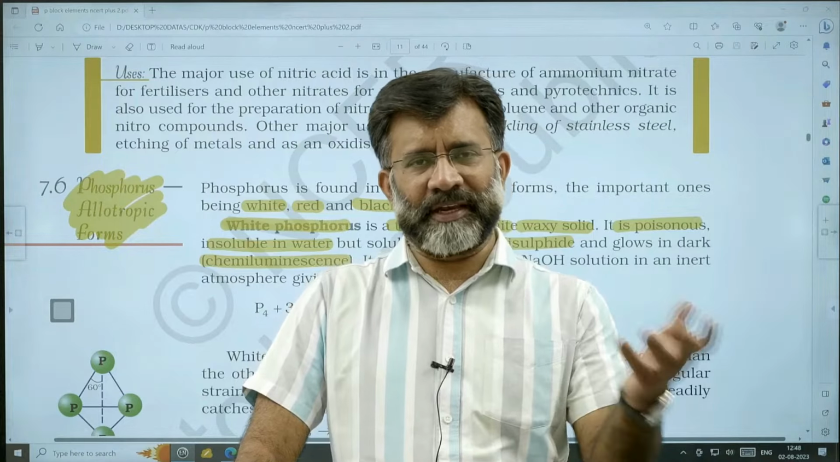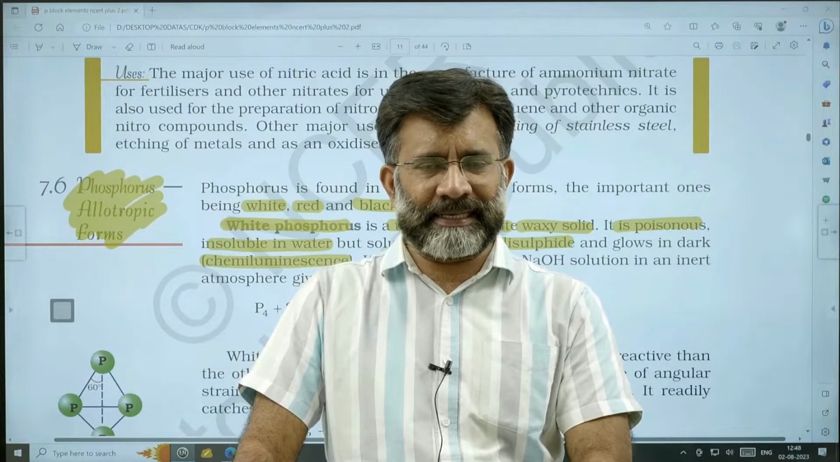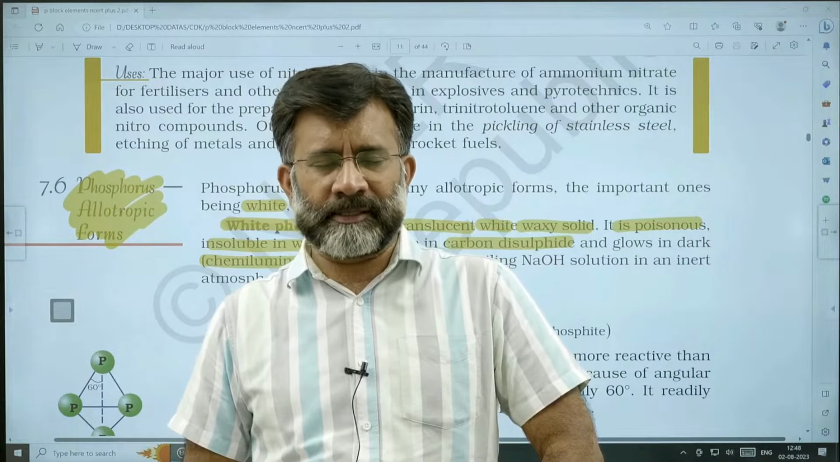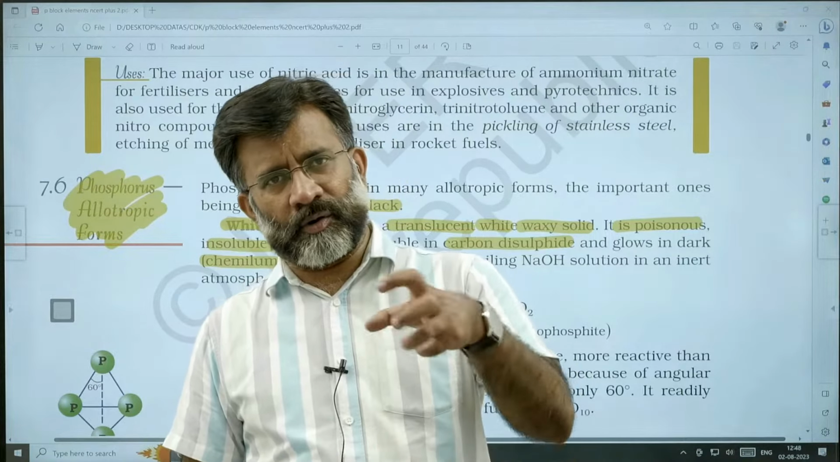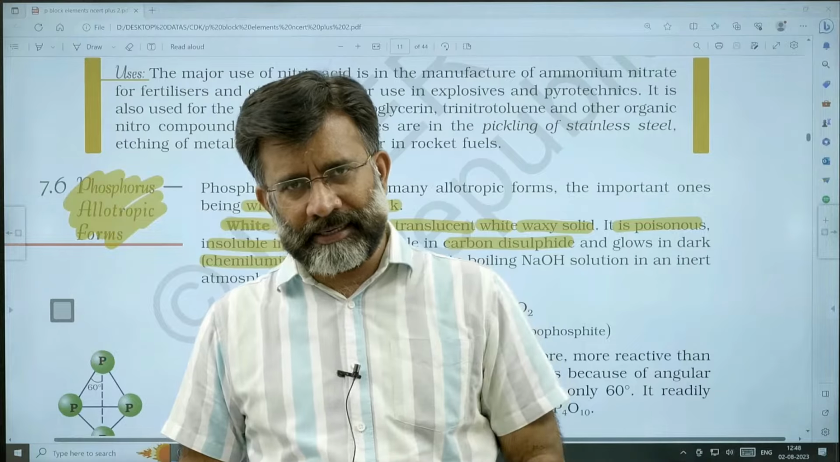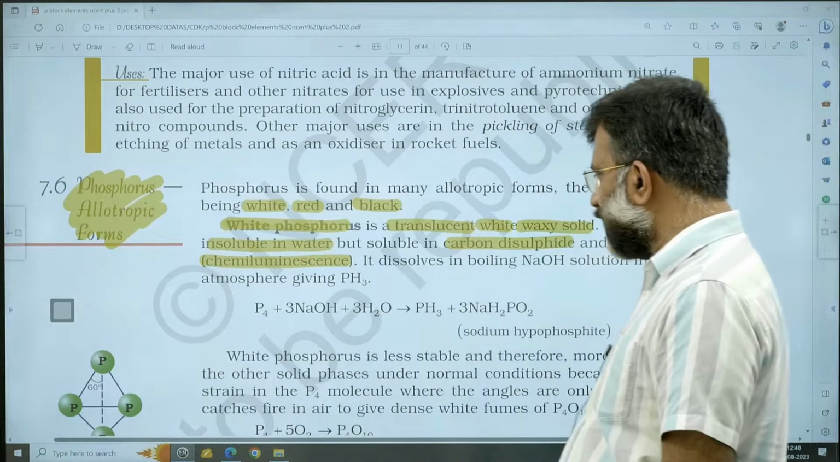Like the bioluminescence you find in certain species, for example fireflies, that is by the oxidation of certain proteins. Here, phosphorus undergoes oxidation and shows a glow in darkness, that is called chemiluminescence, and that is a property given by white phosphorus.